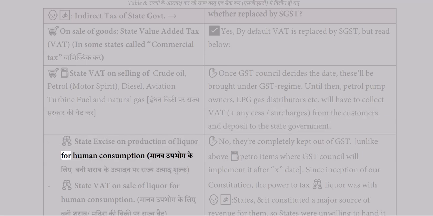State excise on production of liquor for human consumption, and state VAT on sale of liquor for human consumption: no, they are completely kept out of GST. Unlike the above fuel items, where the GST Council will implement it after a certain date.